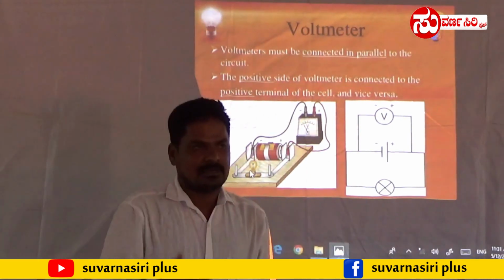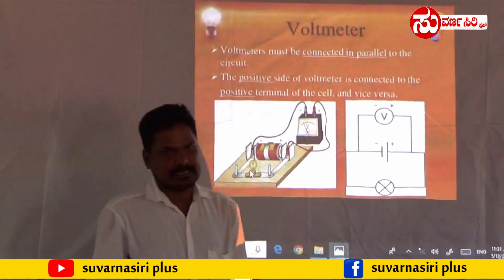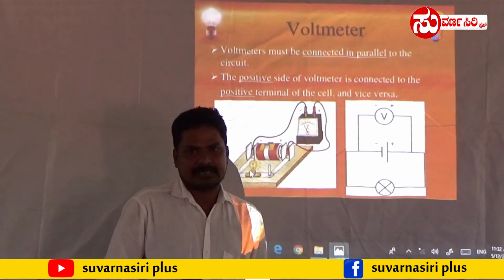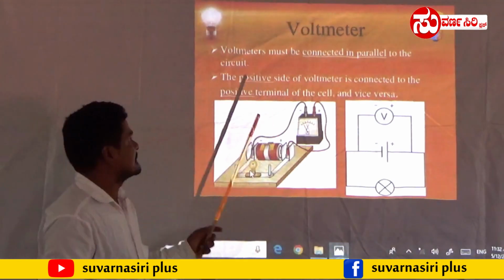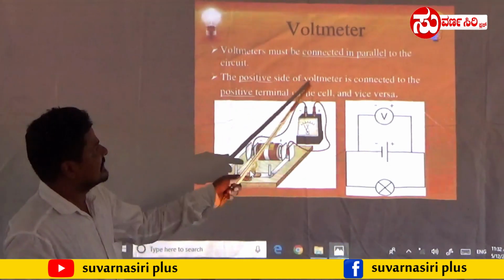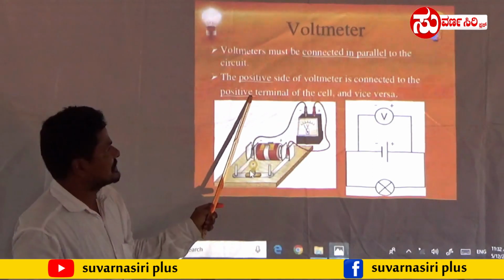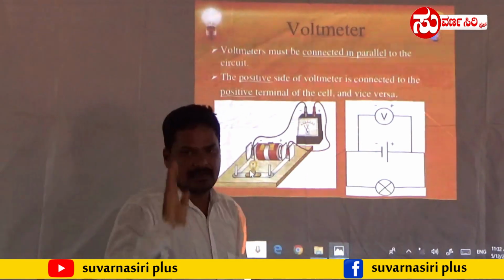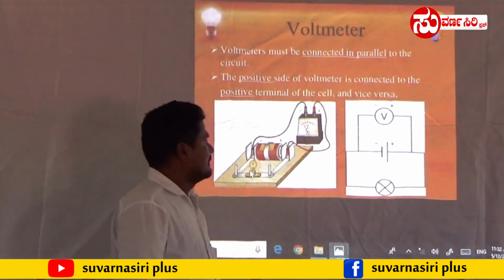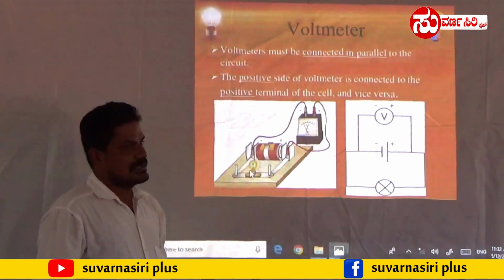How the ammeter and the voltmeter are connected, we have to study in the combination of resistance. The positive side of the voltmeter is connected to the positive terminal of the cell and vice versa. In the same way we connect the ammeter, we have to connect the voltmeter also.